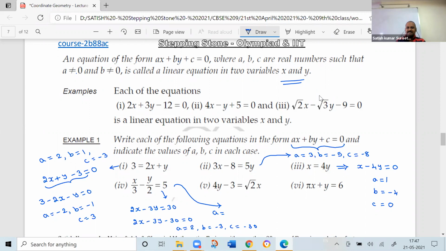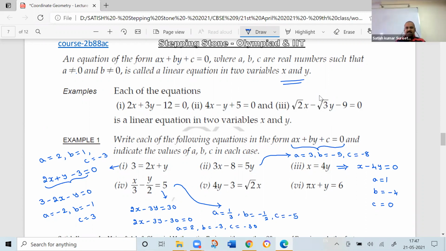Coefficient of x: 1 by 3, because it is 1 by 3 into x. The coefficient of y, B equal to -1 by 2. Correct. And what about C? It's -5 minus 1. So whether you write these values or the previous values, both are correct. But usually in the books, they will be simplified and then the values written. But it is correct only. It's not wrong; without simplifying also, you can write.